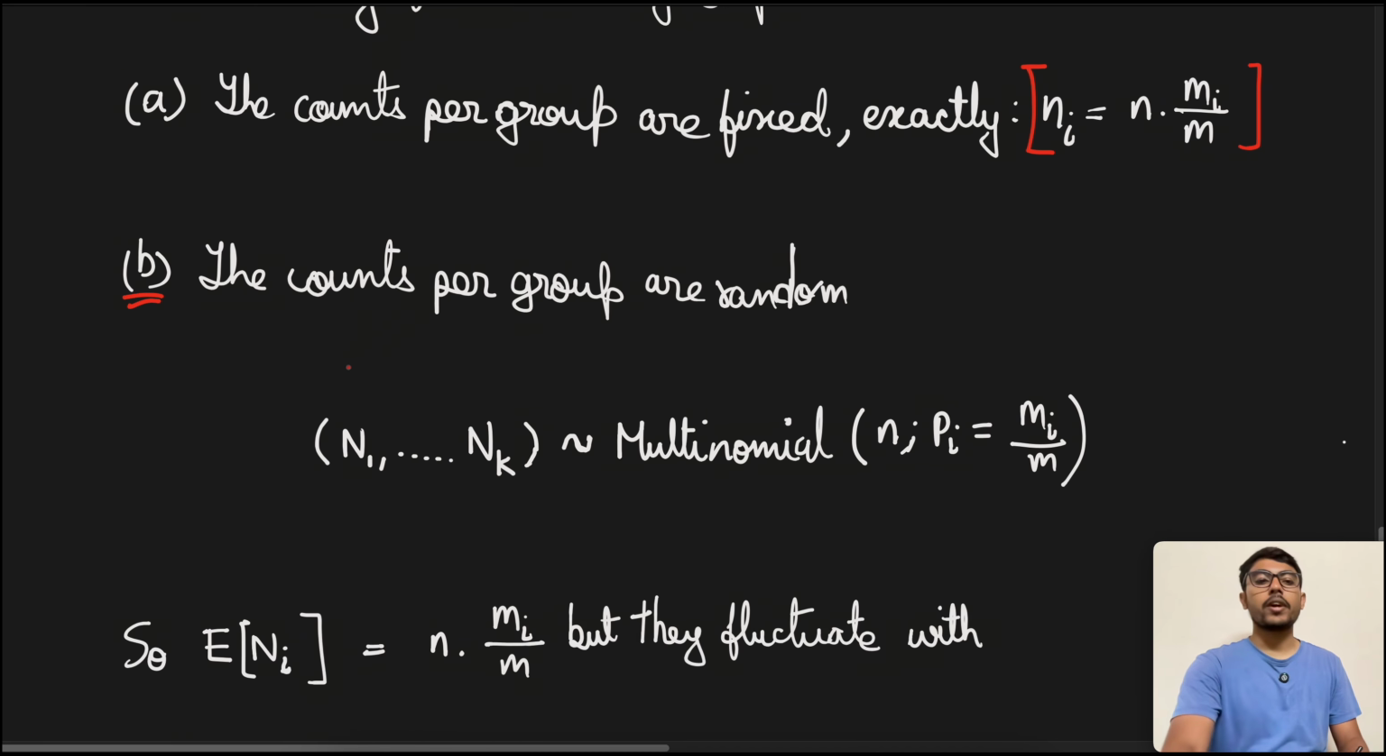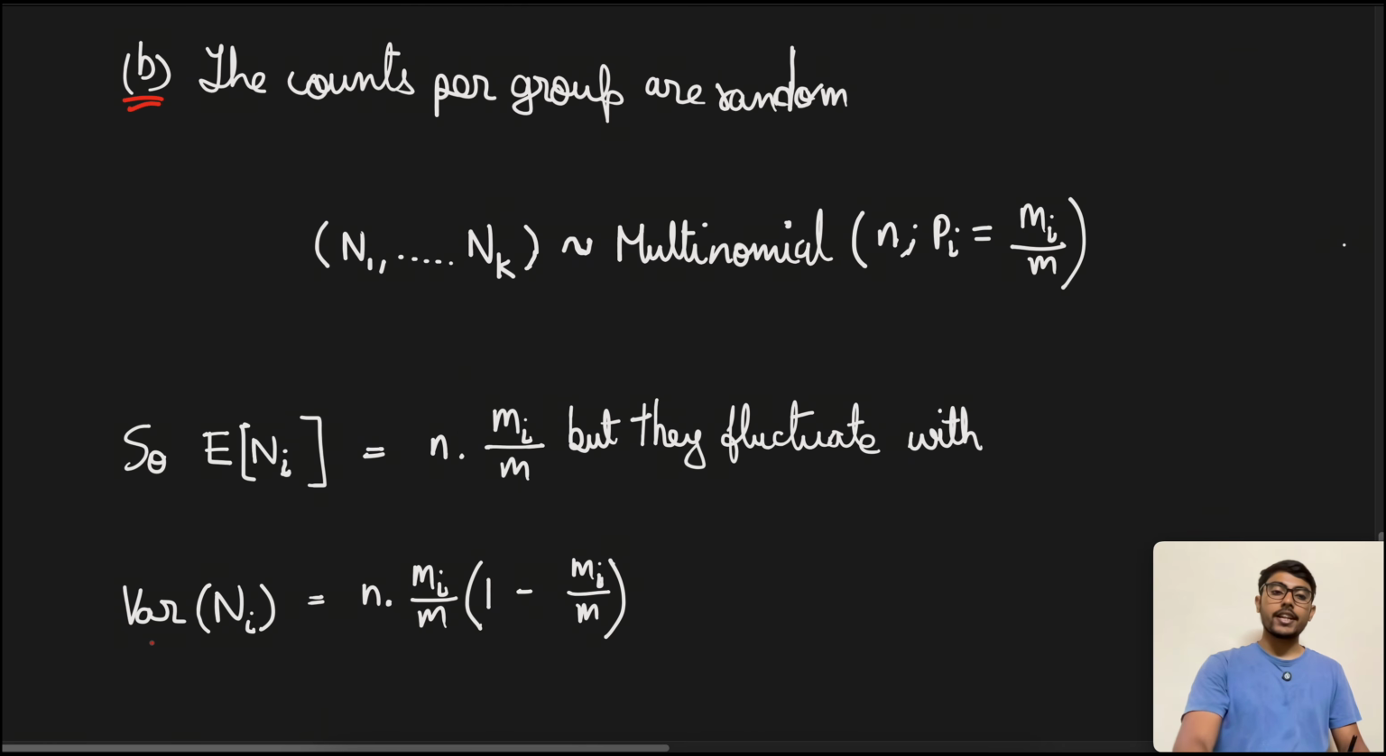So, if we want to enumerate the number of elements and see what the average looks like, E, that is the expectation, so the average equals n times mi over m, right. But they will fluctuate with a certain parameter, which is the variance of ni, which equals n times mi over m times 1 minus mi over m, right. You can relate this to the binomial distribution when applied to probabilistic models.